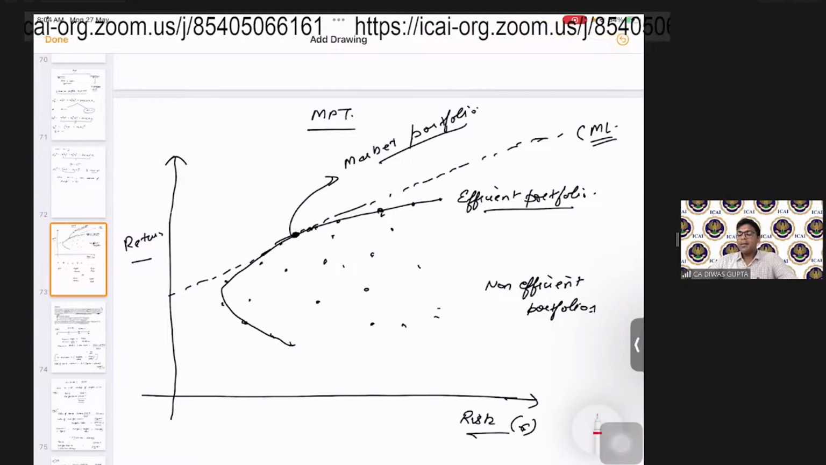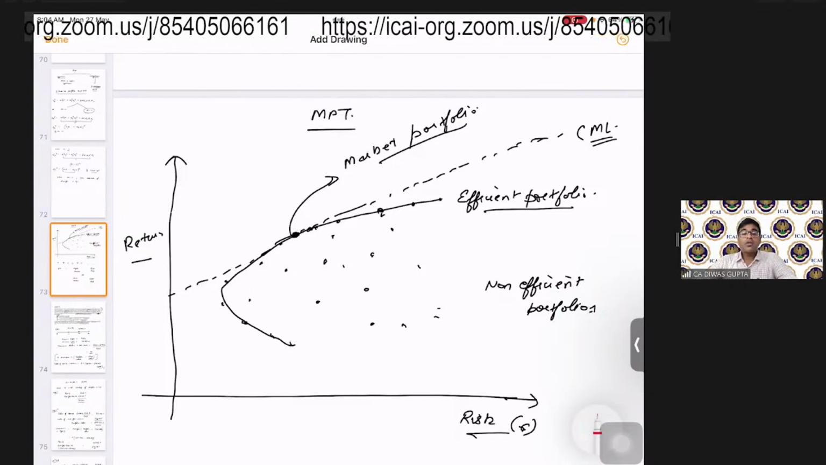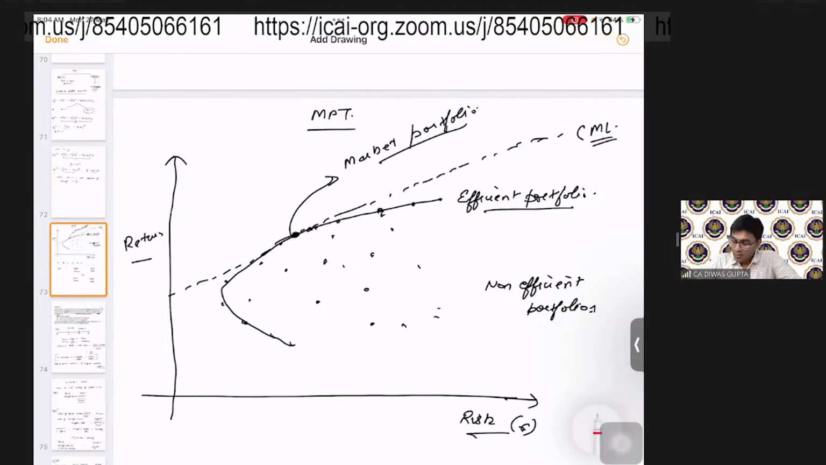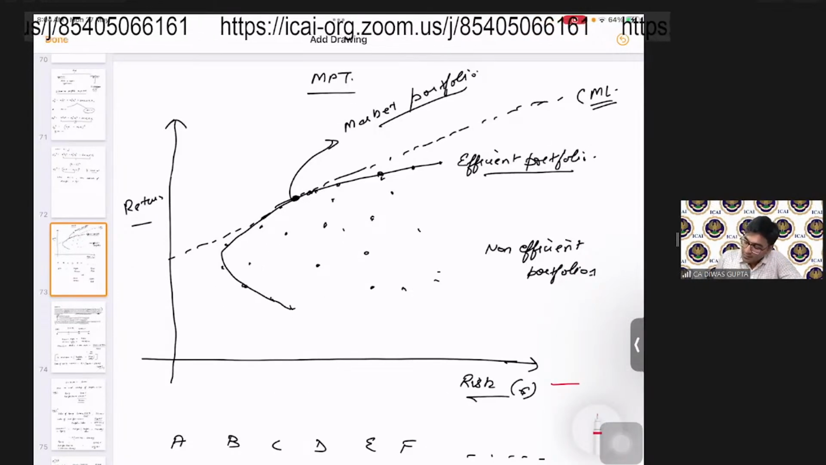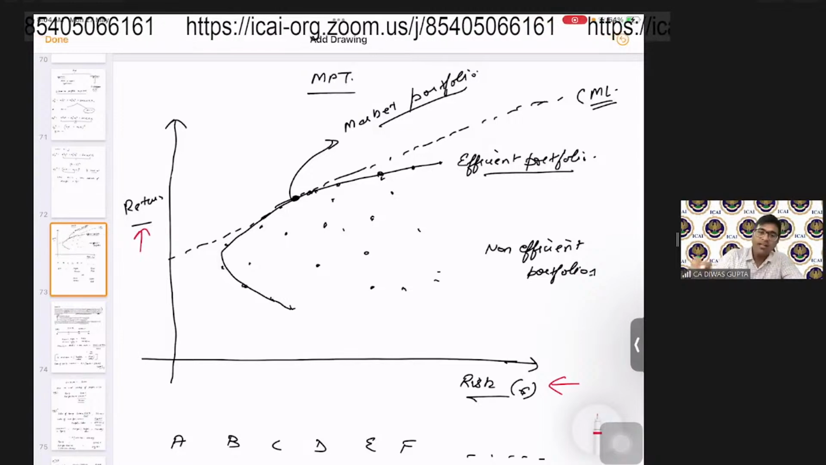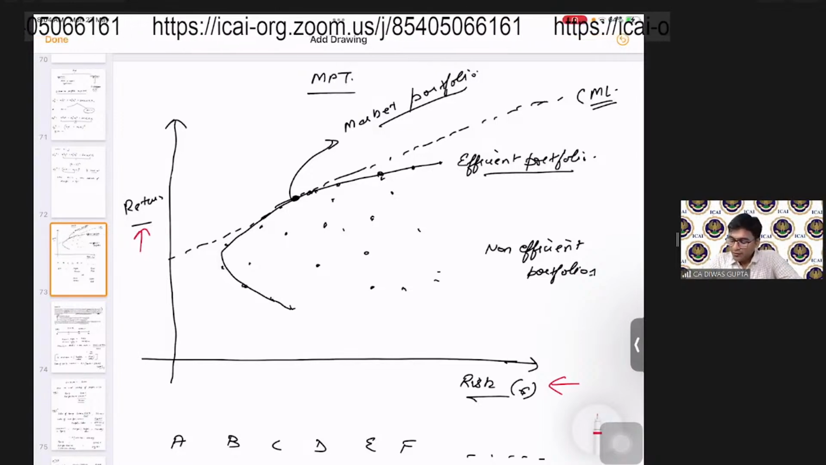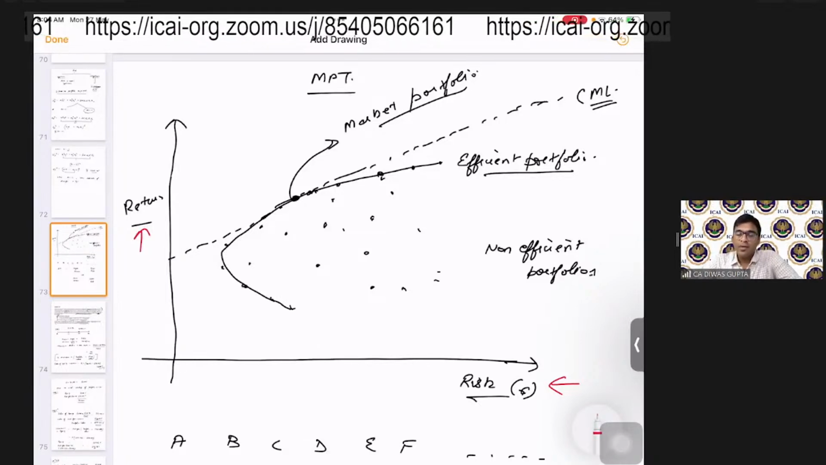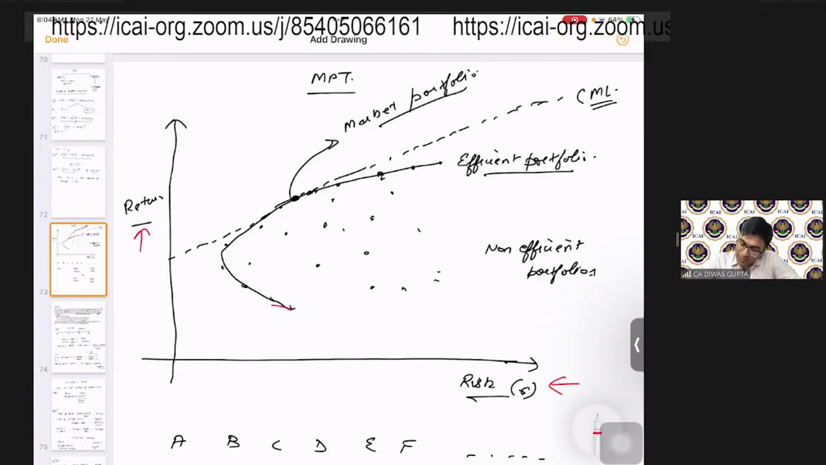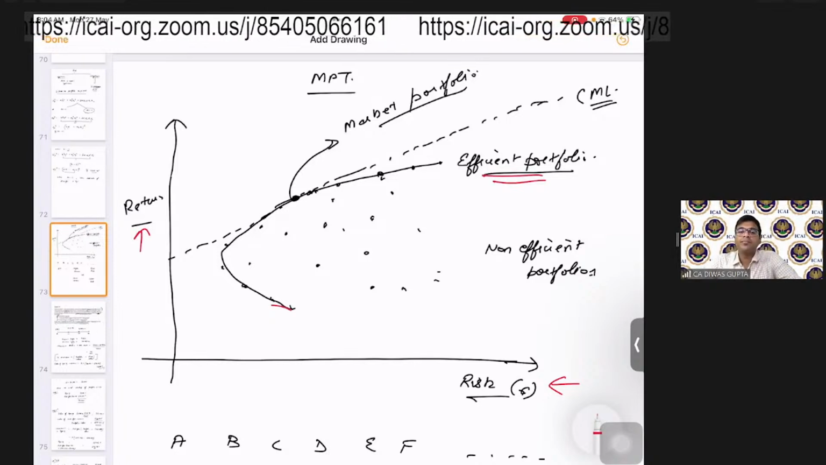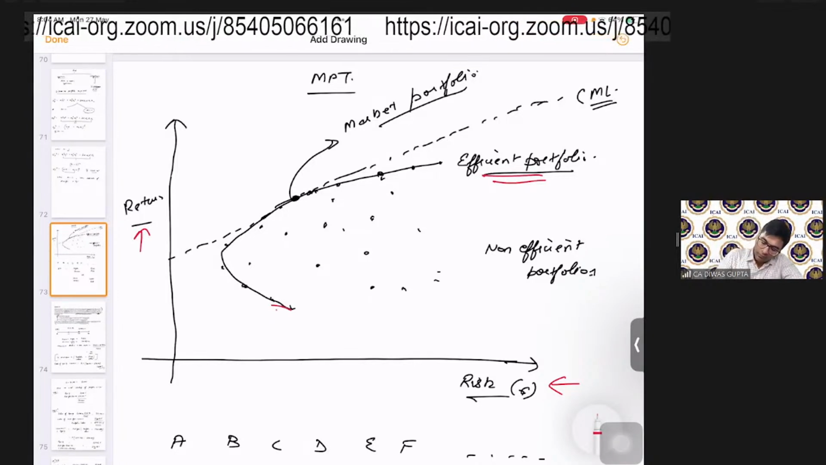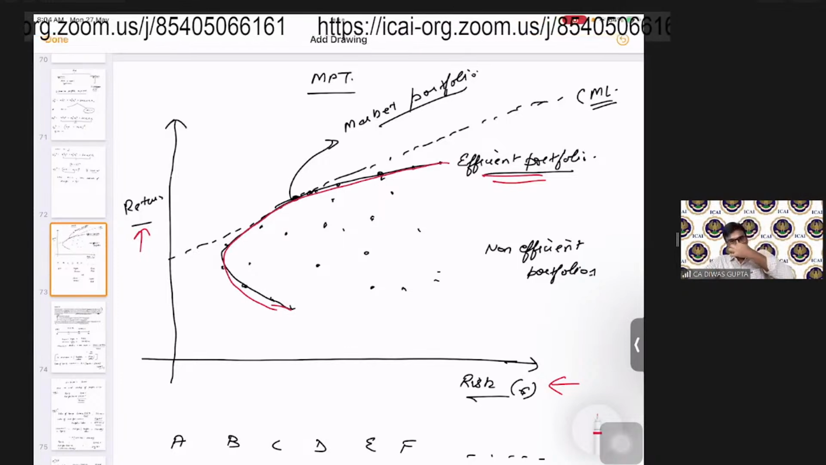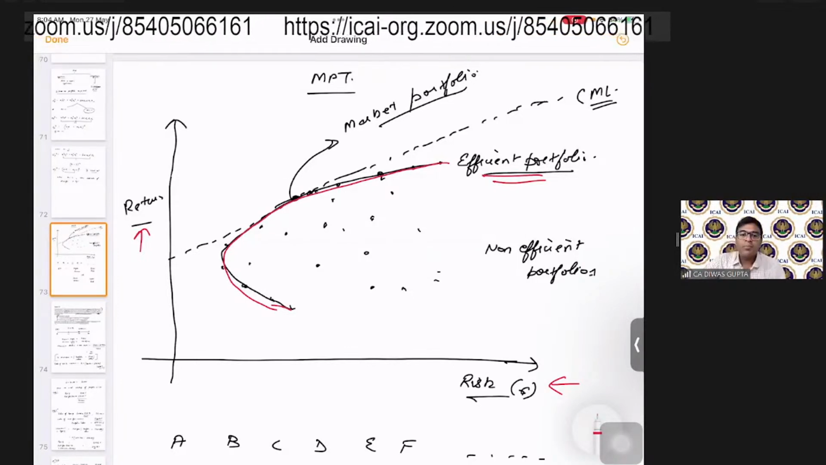Now, students, this is a Markowitz portfolio theory related graph which shows the efficient frontier. We put risk on the x-axis and return on the y-axis. For all the risk and return combinations, we plot the graph and we get a line in this manner, which is called the efficient portfolio, like here. This is called the efficient portfolio.